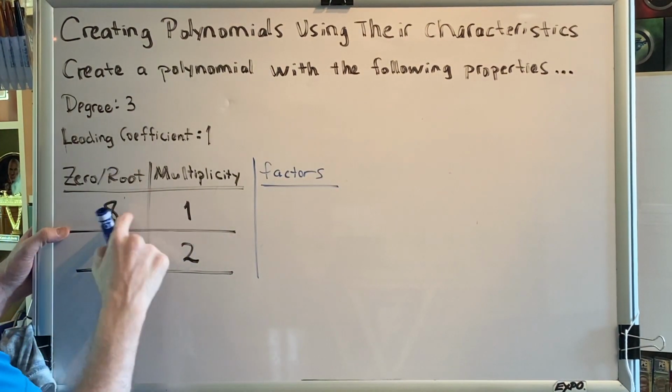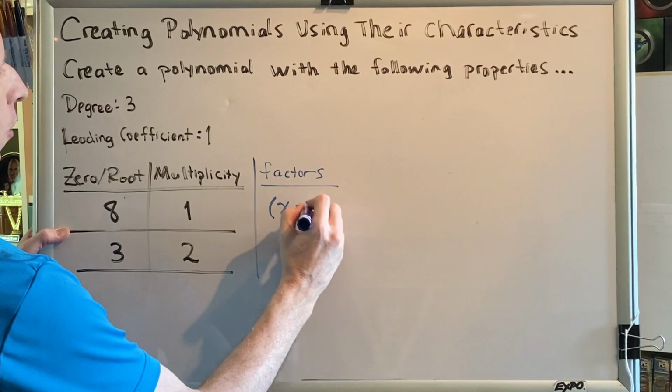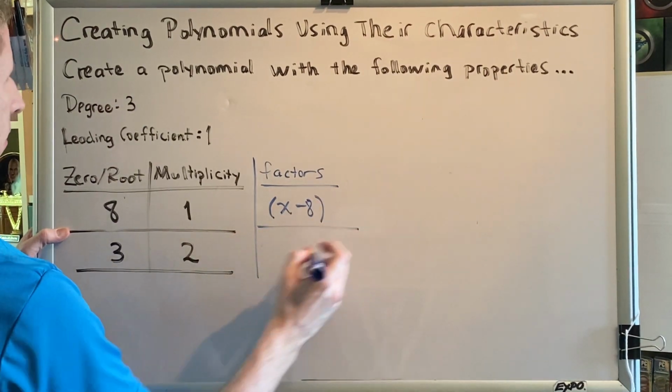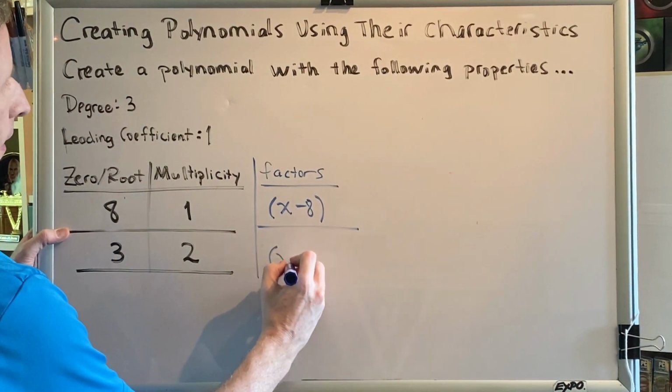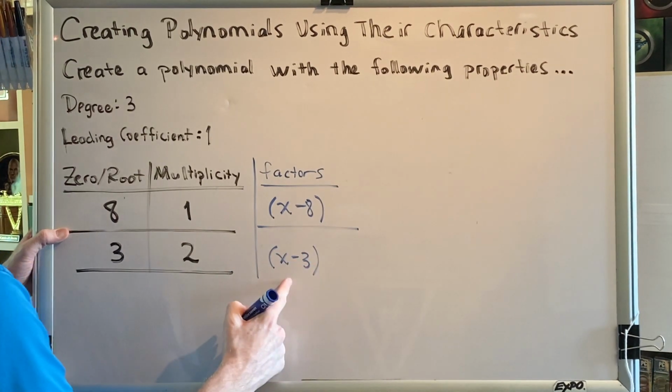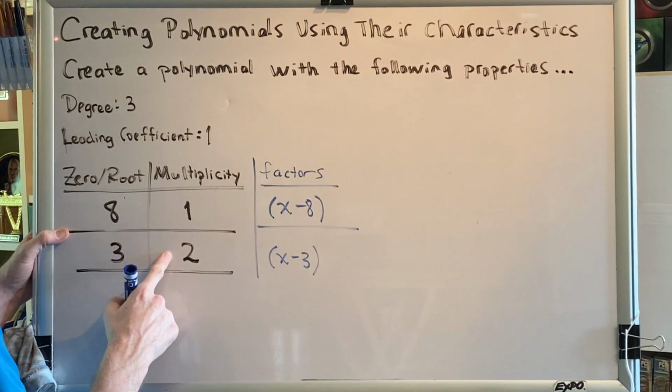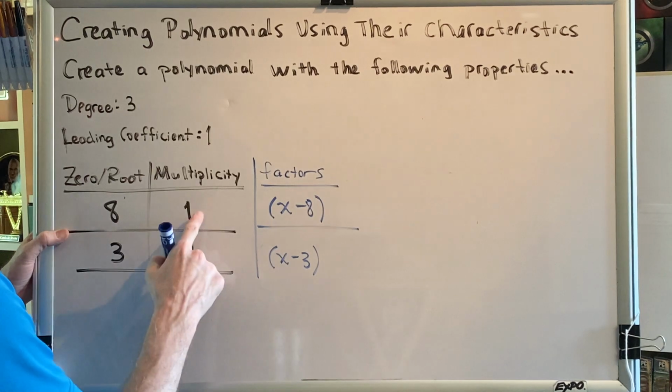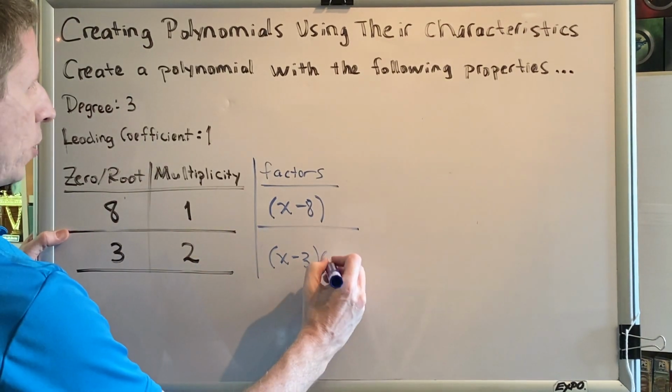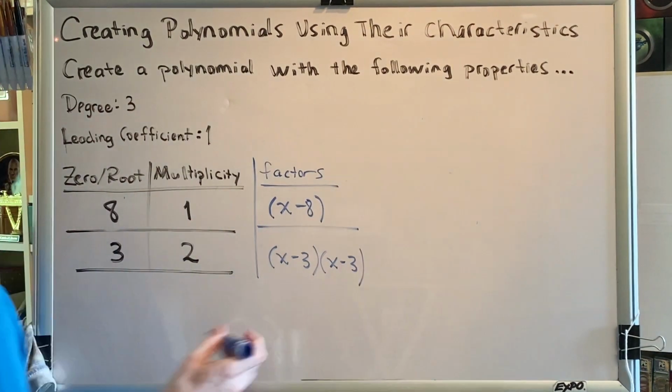For example, if you have a root of 8, then that must have been created by a factor x minus 8. And if you have a root of 3, that must have been created by a factor x minus 3. The multiplicity tells me how many of these factors I need. So I need one x minus 8, but I need 2 factors of x minus 3.